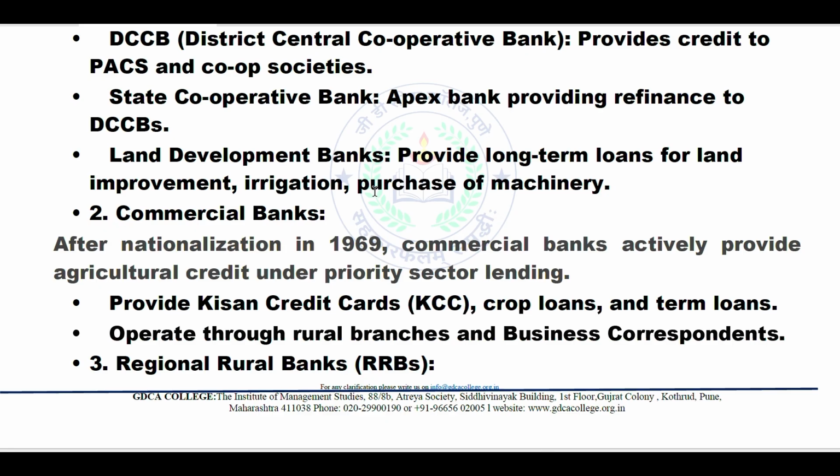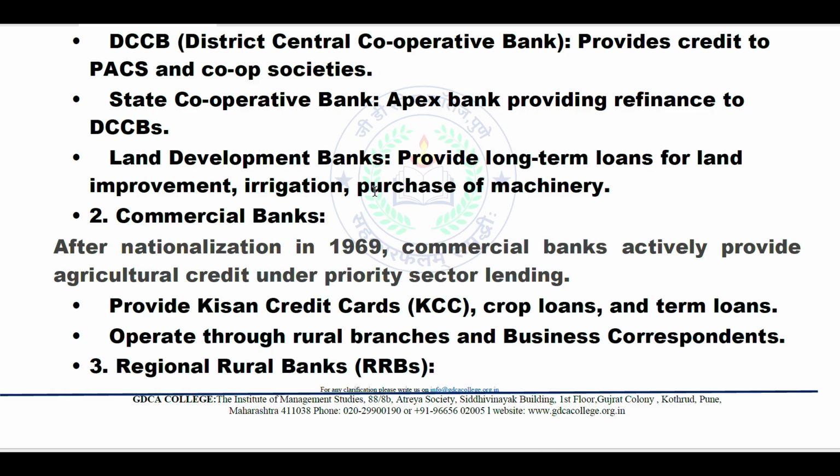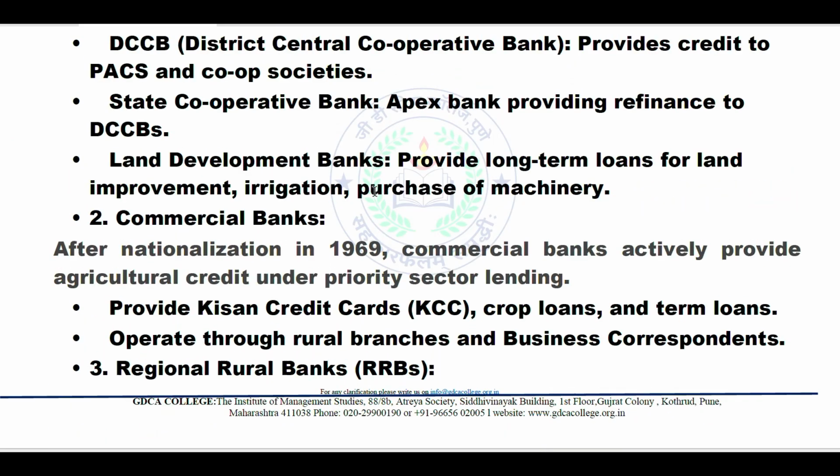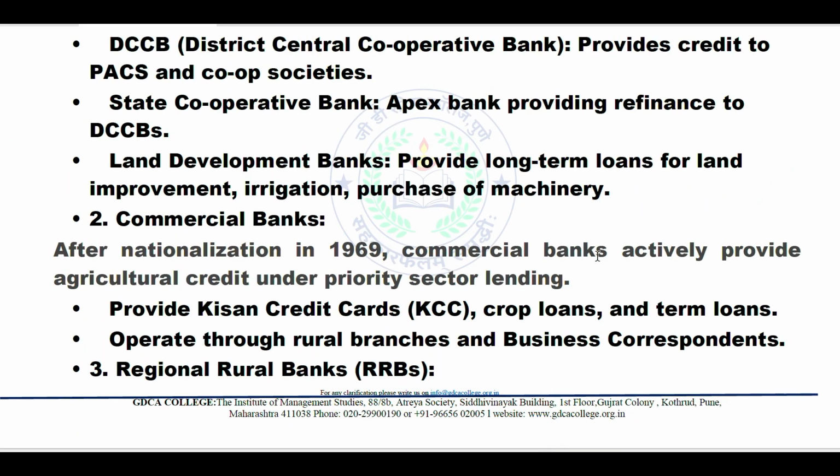Number two, commercial banks. After nationalization in 1969, commercial banks actively provide agricultural credit under priority sector lending. They provide Kisan Credit Card, that is KCC, crop loans and term loans. They operate through rural branches and business correspondents.